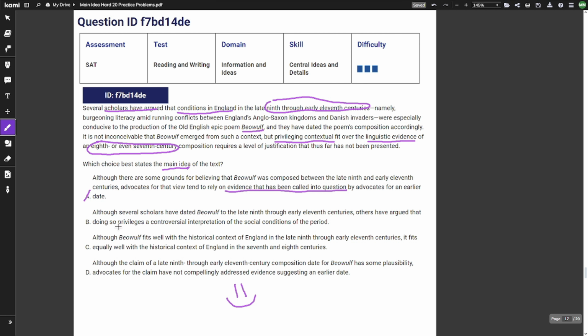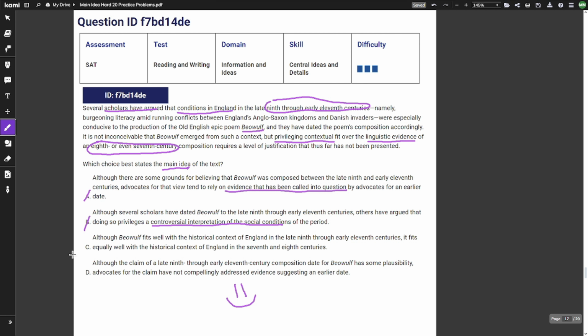And then B, it says that, alright, this poem was written in the 9th through 11th centuries, but then it gives a controversial interpretation of the social conditions. Alright man, it never ever says social conditions or anything like that in the text. So it's not gonna be B.